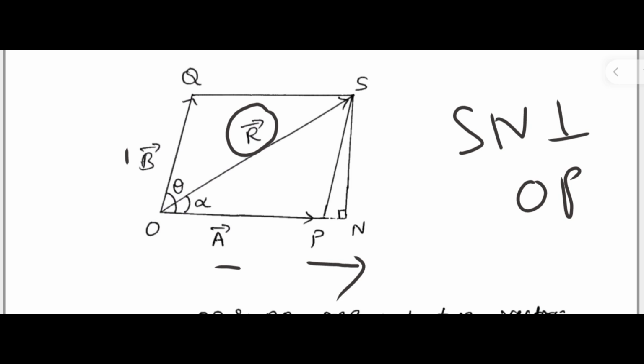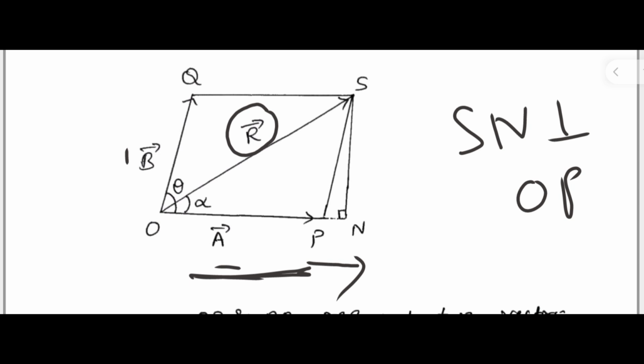This resultant vector has a certain magnitude. Now we are going to calculate the magnitude of the resultant vector. Also this resultant vector makes an angle with a horizontal axis. Here our horizontal axis is OP, and OS is the diagonal. The angle is alpha. We are taking the tan of alpha.